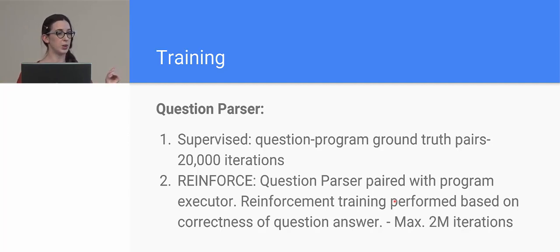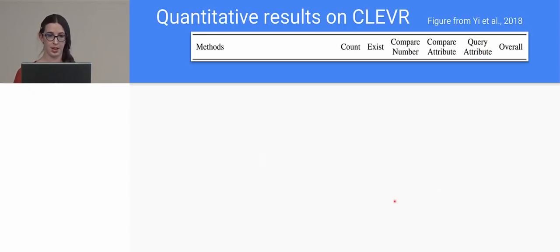In this case, the question parser is paired with the program executor, and the question is fed into the network, the program is run through the executor, and then we have the answer to the question, since we have question and answer pairs in this part of training. The answer is used to generate a reward signal. And that reward signal is propagated backward through the network as the gradient on which to train. So that runs for a maximum of 2 million iterations, but they do implement early stopping. And then the program executor, of course, doesn't require any training.